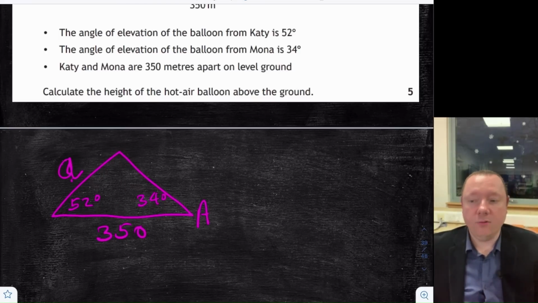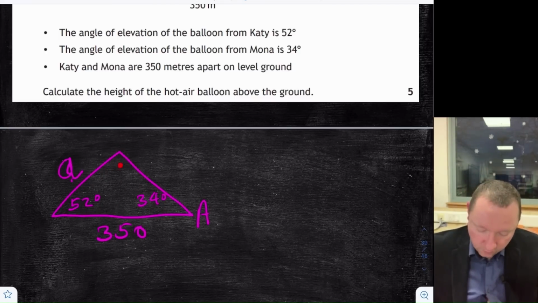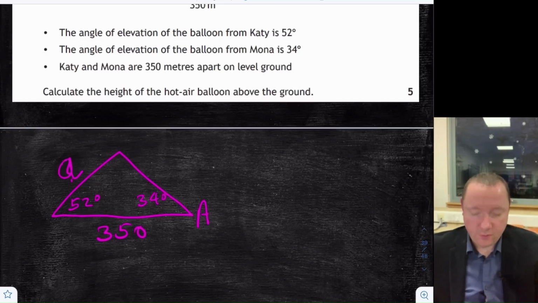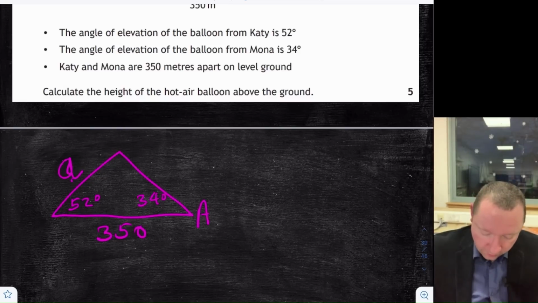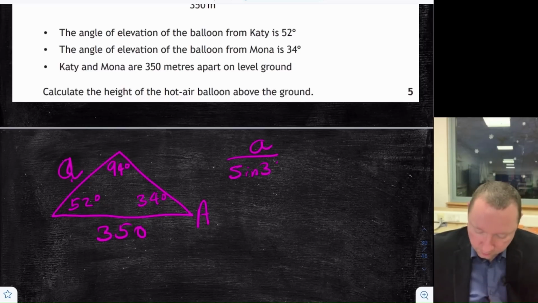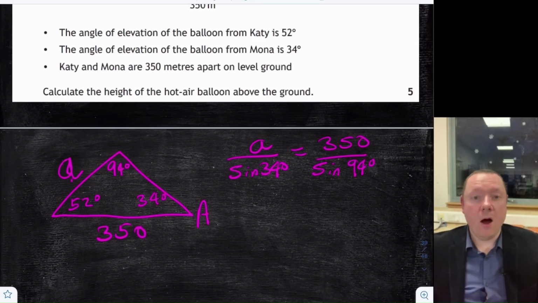So the first thing I'm going to have to do is get this angle at the top, because I need it to go with this one. So adding these two numbers together and taking away from 180. So 52 plus 34, that gives us 86. 180 minus 86 is 94, so I can note that is 94 degrees and start my work. Got A over sine 34 equals 350 over sine 94. And if you're going this route, you will get a mark for that.